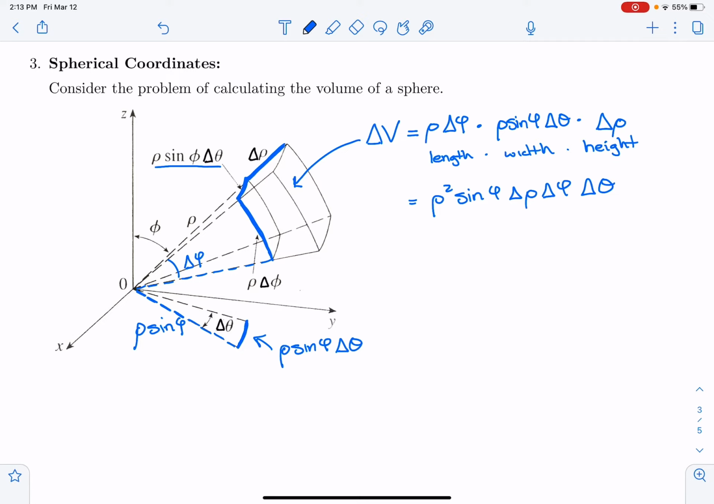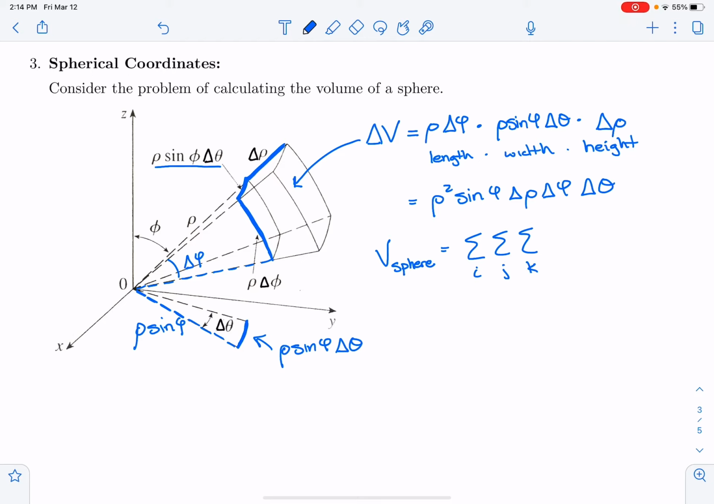I'm going to want to then sum over all of those approximate rectangular prisms to give me the volume of the sphere. So the volume of the sphere, we're going to describe as a triple sum. So we can sum over different rhos, phis, and thetas.